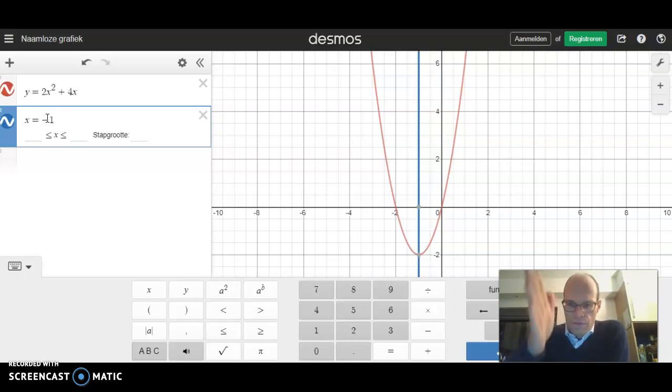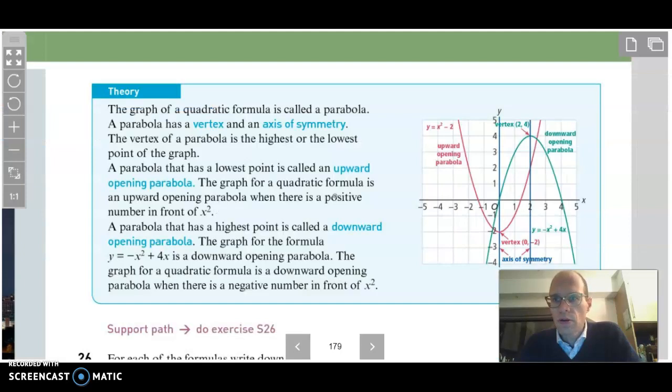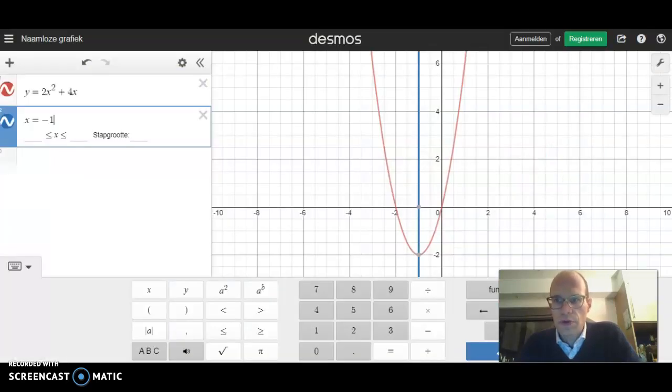Remember, it's a vertical line. If you have a vertical line, then it is always x = and then the number where it crosses the x-axis. And this is the line of symmetry. Okay. Did you get all this: if it's an upwards facing or downward facing parabola, what the vertex is, and the axis of symmetry? If not, read the bits in the book, that's over here, or review this movie.